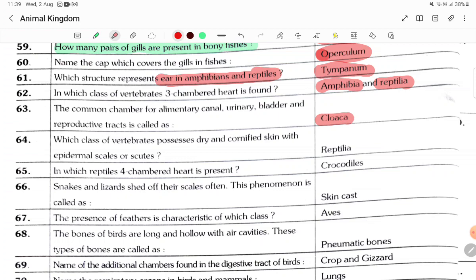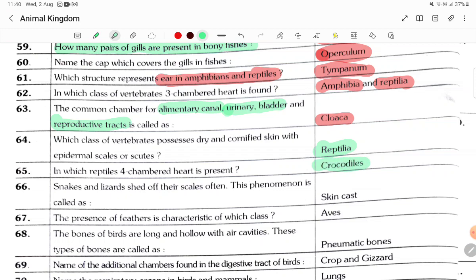This question is very important. Common chamber for alimentary canal, urinary bladder and reproductive tract. Coming on to question number 64, which class of vertebrates possesses dry and cornified skin with epidermal scales or scutes? Reptiles possess cornified and dry skin. Question number 65 is, in which reptile is a 4-chambered heart present? Among reptiles, only the crocodile has a 4-chambered heart.